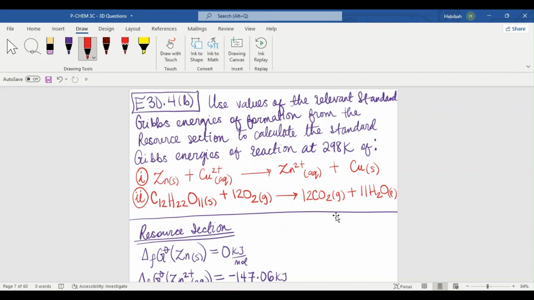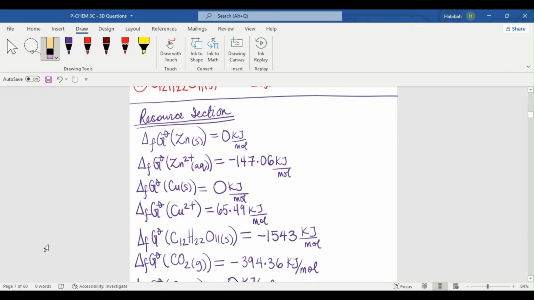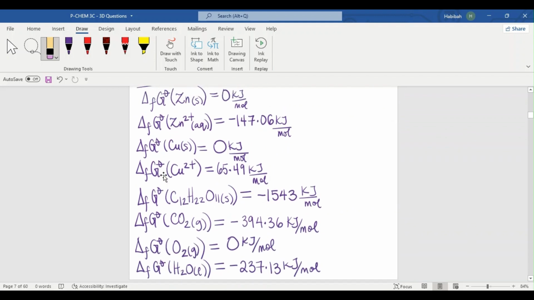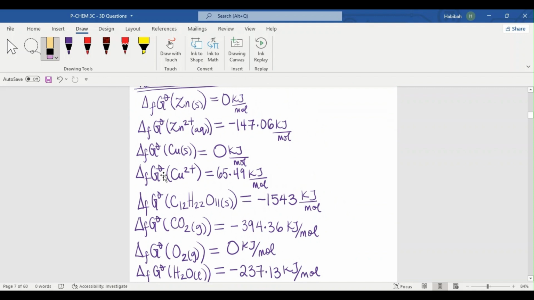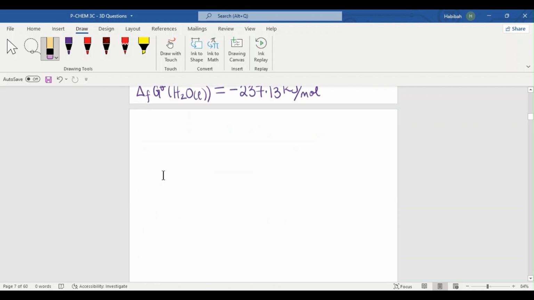Looking at the question, we've been told that we're supposed to use the resource section of our textbook to find the Gibbs energies of formation for the different molecules in this particular reaction and the second reaction as well. To make your work easy, I have decided to go into the textbook and write out all of the Gibbs energy of formation values so that it's easier. So I advise you to pause this video now and write all of this in your book while you're listening. So now that you've written it, I am going to start explaining it.